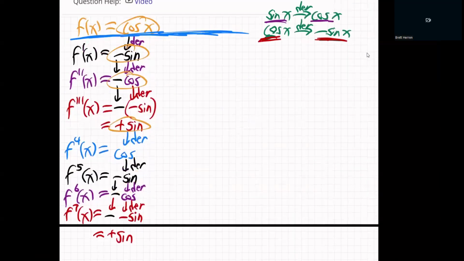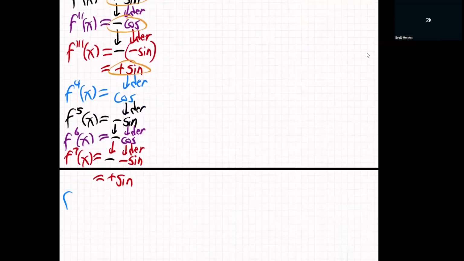And let's do one more down here. What do we got? Yeah, let's do an f to the 8. One more. Derivative of sine, that'll be easy. Cosine. Okay.